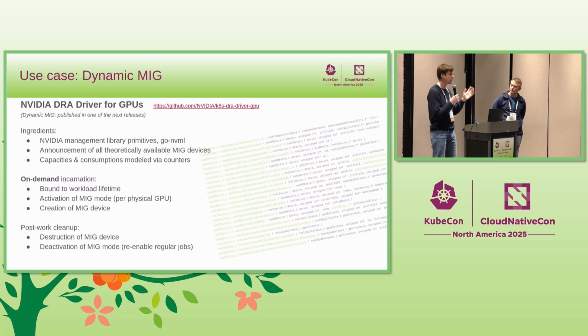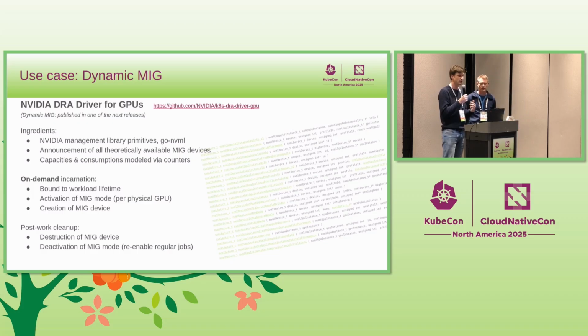NVIDIA has NVML, the NVIDIA Management Library. It's a C library that we have Go bindings for, maintained by our team, and we can use that to manage all those primitives you need for dynamic MIG device allocation. Most importantly, on newer GPUs you can enable MIG mode at runtime for the whole physical device, and disable it again when no process is consuming the GPU anymore. That means at runtime we can switch full GPUs between MIG mode enabled and disabled. That's an important prerequisite for building this.